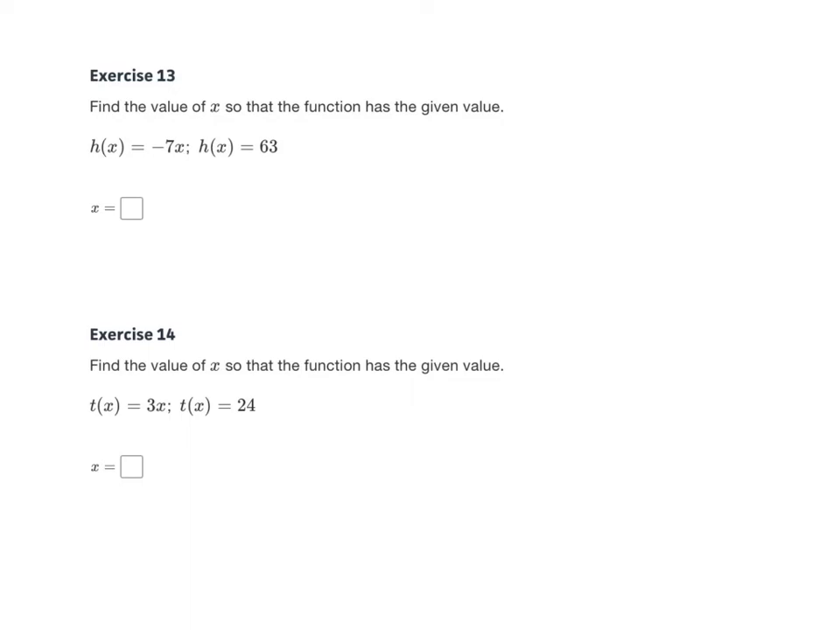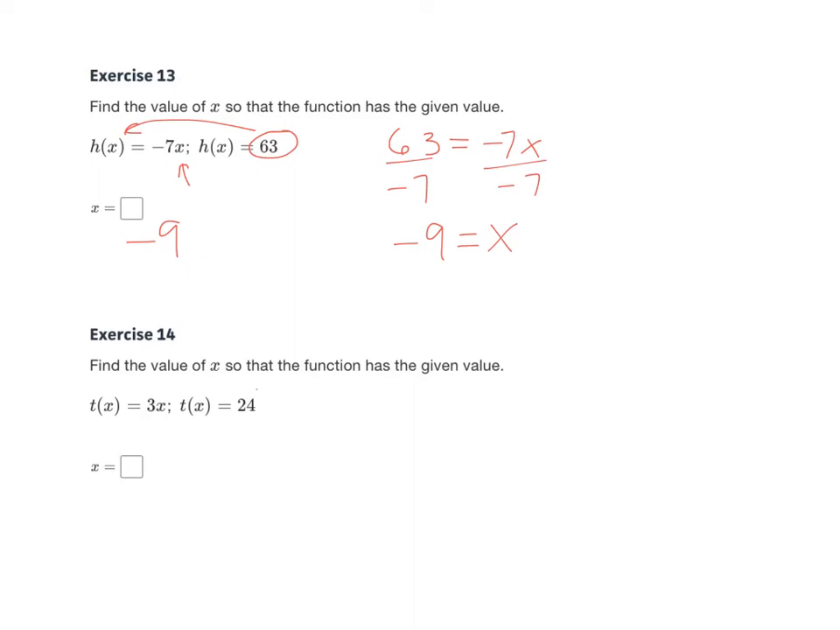So here what we're doing is we're plugging in h of x of 63 goes right there. So you'd have 63 is equal to negative 7x. To get x by itself, you would divide both sides by negative 7. This is negative 9 equals x. And if you wanted to check it, negative 7 times negative 9 gives you positive 63.